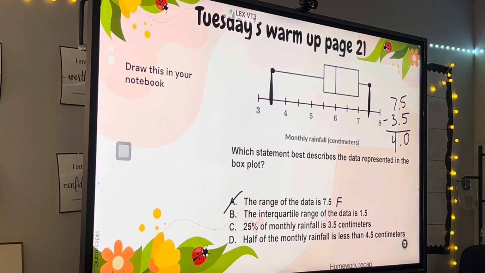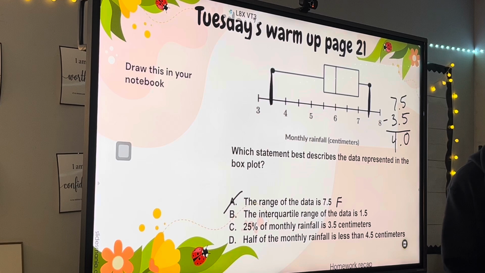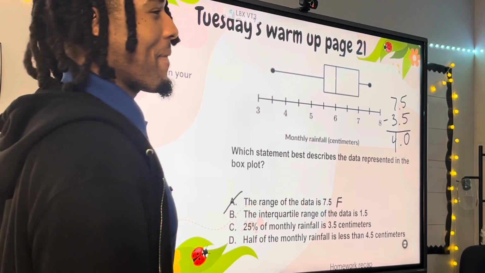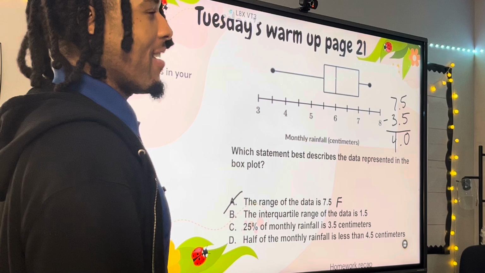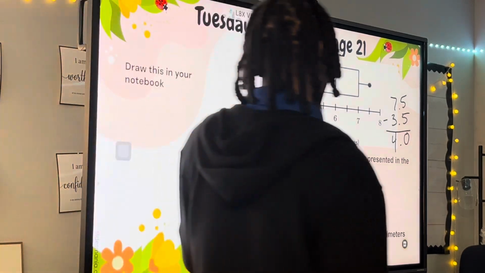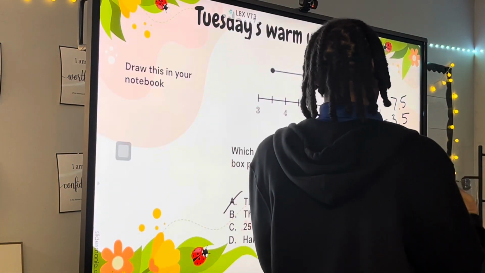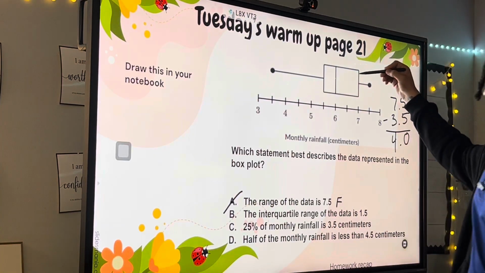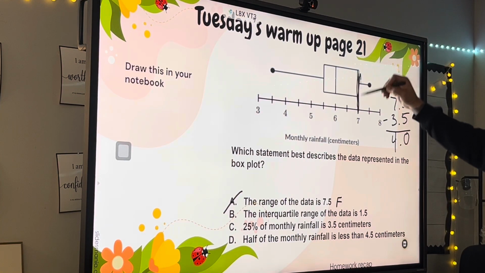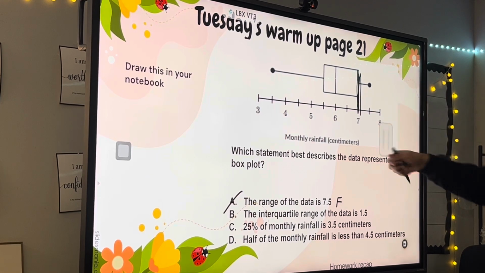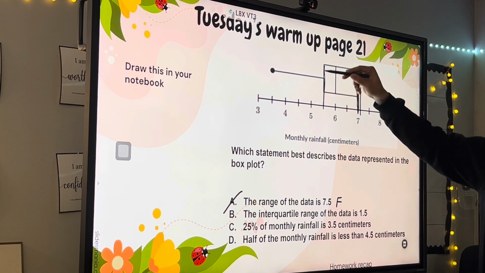We know that's not our answer. All right. Let's look at B. B says the interquartile range of the data is 1.5. So I need someone else to raise your hand and tell me how do we find the interquartile range? Okay, David, go ahead. To subtract the Q1 and Q3. Correct, right? So we need to find Q3 and subtract Q1, right? So Q3 is the end of our box, right? What number is that at? 7, right?